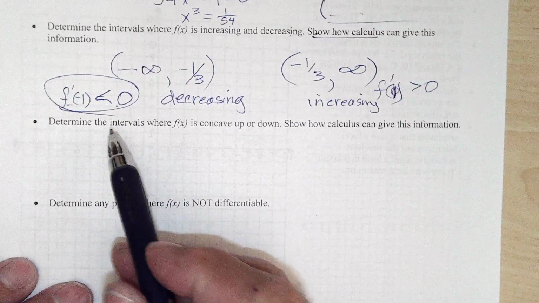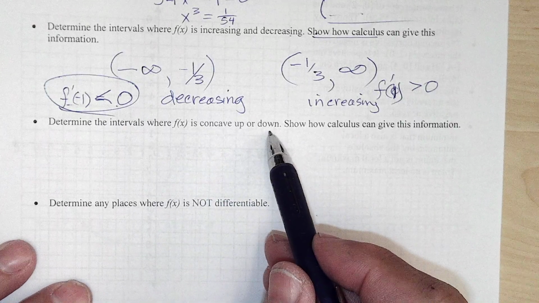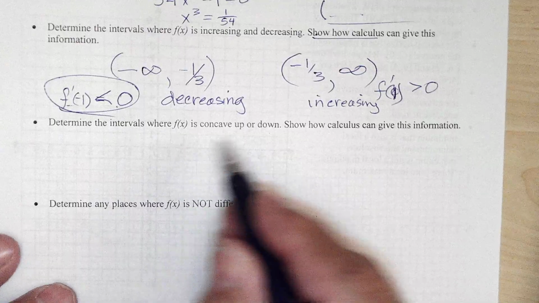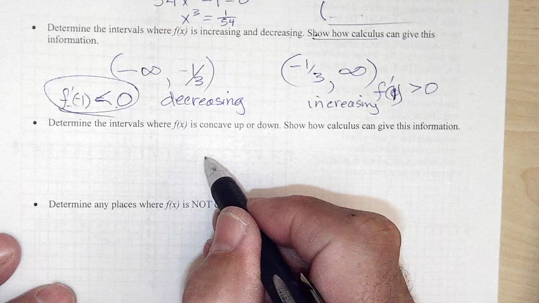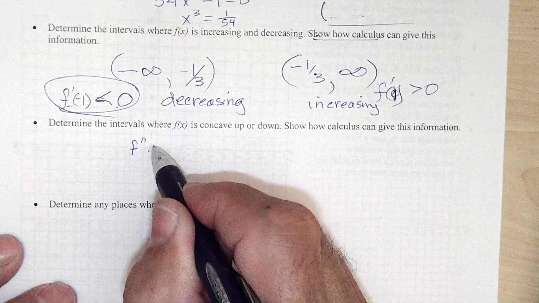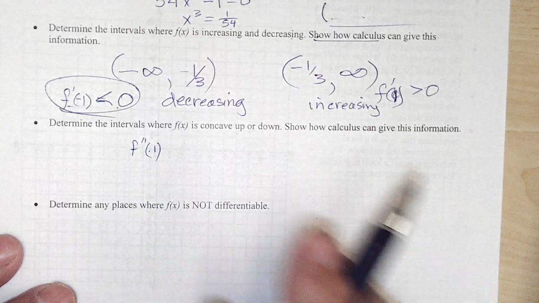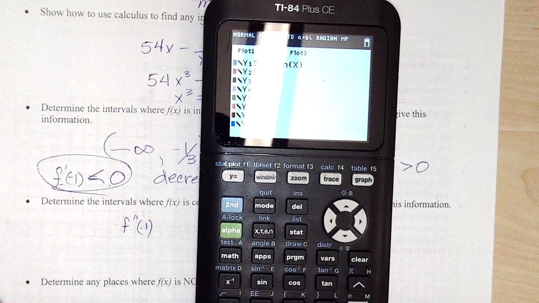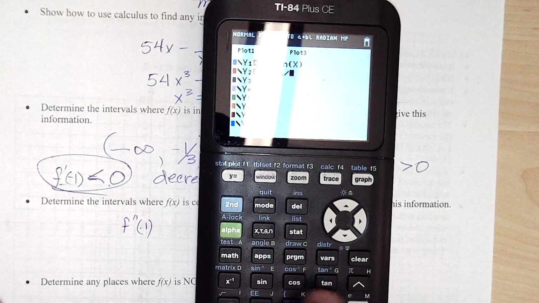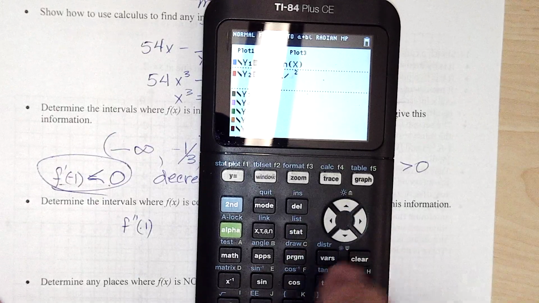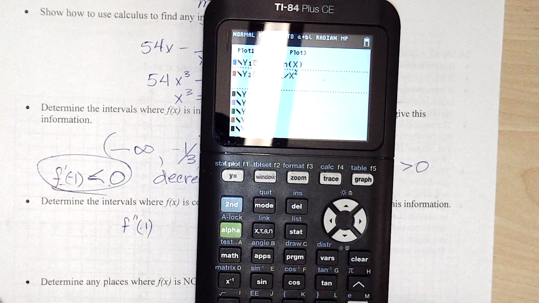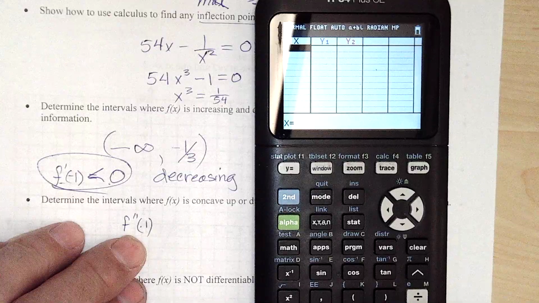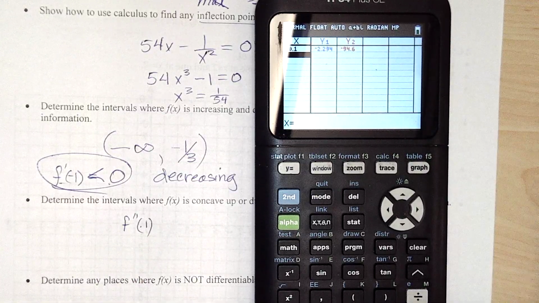Okay, determine the intervals where it's concave up or concave down. Well, looking here, you can see it's concave down and then concave up. But to find that, it changes at 0.265, just a little over a quarter. So I could find f double prime of 0.1 and see whether it's positive or negative. So putting 0.1 into f double prime, I'll just type it in: 54x minus 1 divided by x squared, and I want to find out at 0.1, and I get the second derivative is negative.